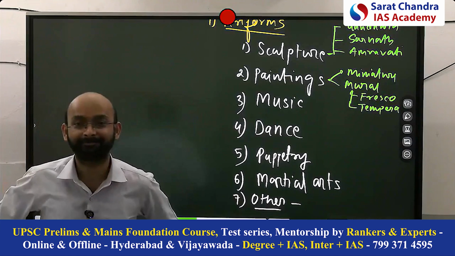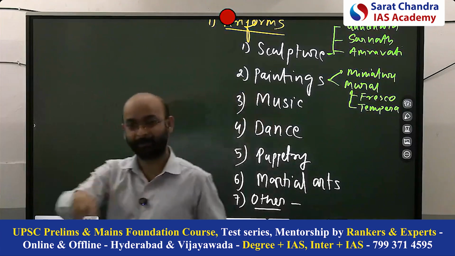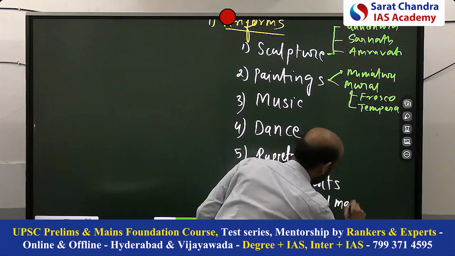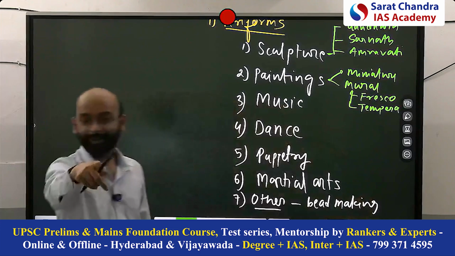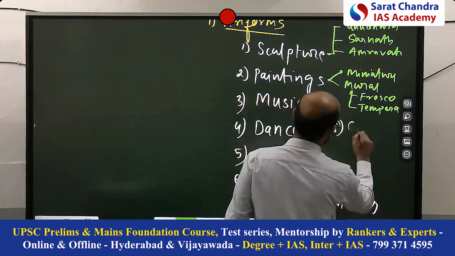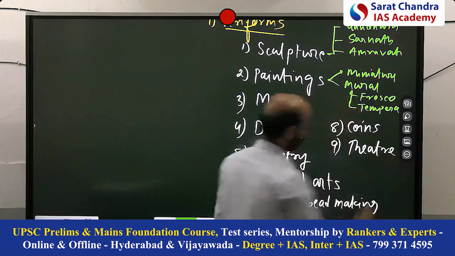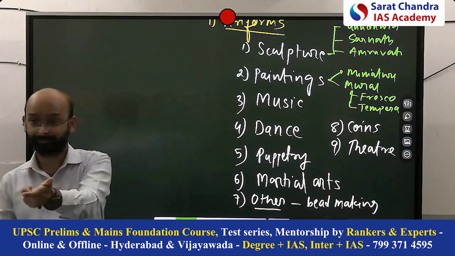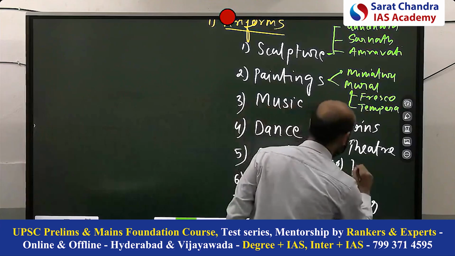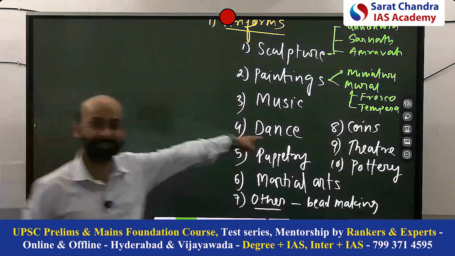Theater, drama, like Bharat Muni's Natya Shastra, that is mostly on theater. That's very important. And others like bead making, jewelry making. Even he has written that one point, numismatics, that is coins. That also you can bring. Coins. Theater. Bead making, jewelry making, these are also there. Like embroidery also. Pottery. This is very important. 10th, pottery. A direct question is also there on pottery.